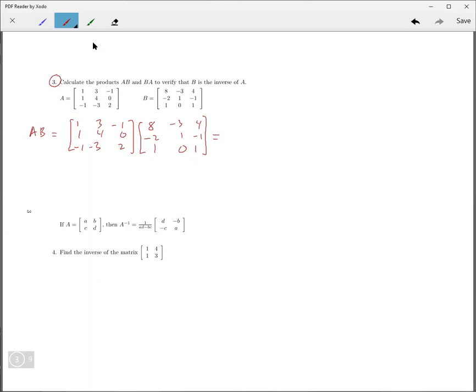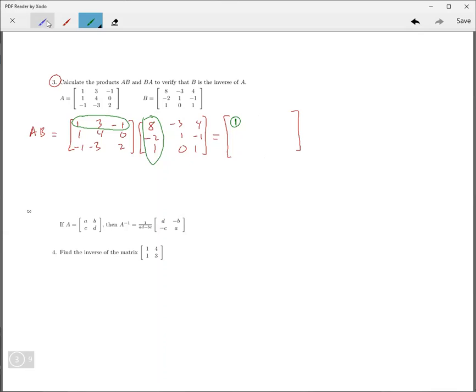Okay, now let's go ahead and multiply them together. Now for this plot right here, again, it's the first row multiplied by the first column. So 1 times 8 is 8, plus 3 times -2, that's -6. So 8 minus 6 is 2, plus -1 times 1, that's -1. So that's going to be a 1, not a 0, 1. Okay, so 8 minus 6 minus 1 is 1.